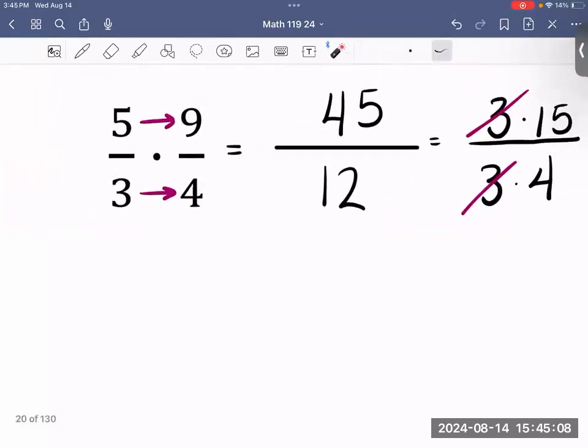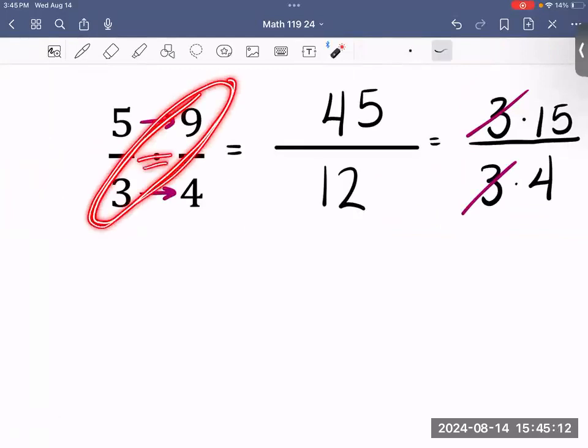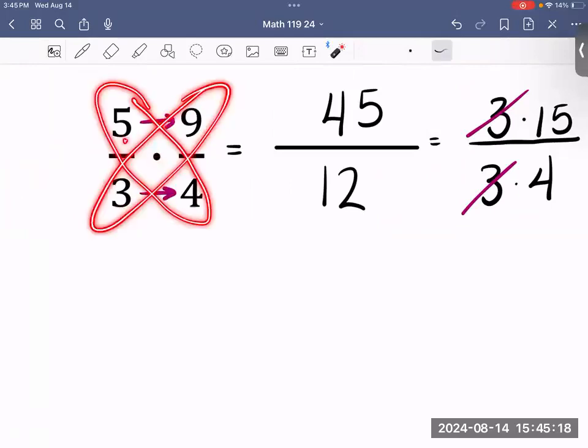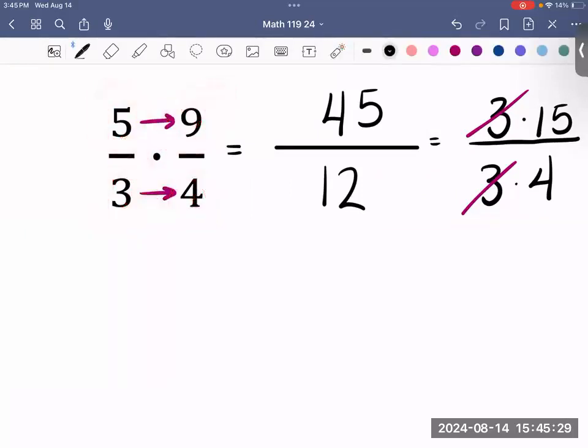So it's not called cross multiply. It's more of a cross cancel. Cross multiplying is when you have an equal sign in the middle. So looking across each side, we can see, well, do they have anything in common? Does 5 and 4 have anything in common? Well, no. But does 9 and 3 have anything in common? Well, yeah.